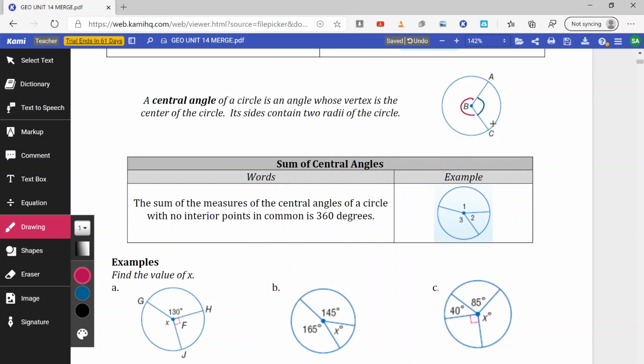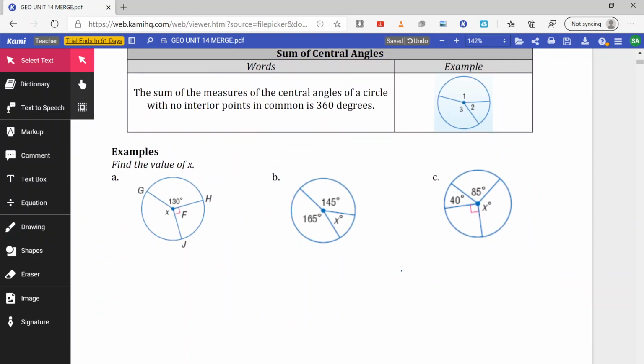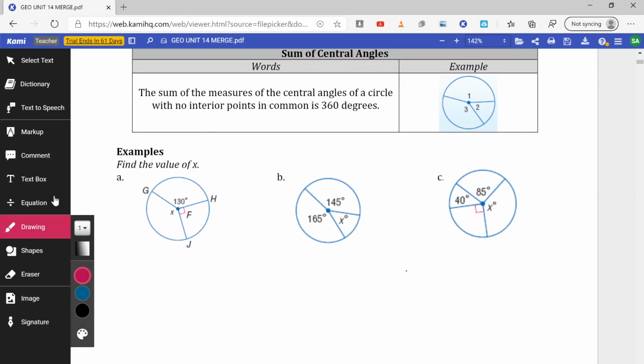Now, the sum of the central angles of a circle with no interior points in common is 360 degrees. So what this means is angle 1 plus angle 2 plus angle 3 is going to give me 360 degrees. We can use this knowledge and given information of a circle to find out what's missing, like we have here with these three examples. We have to find the value of x. So we're told we have an angle of 130 degrees, angle x, and the little symbol for a right angle. And a right angle is always going to be 90 degrees. So we have 130, 90, and x.